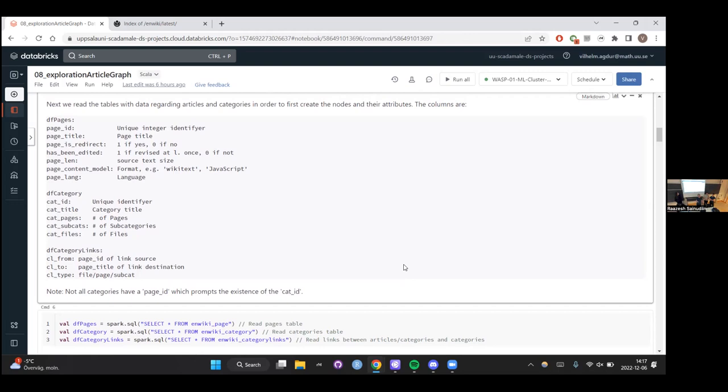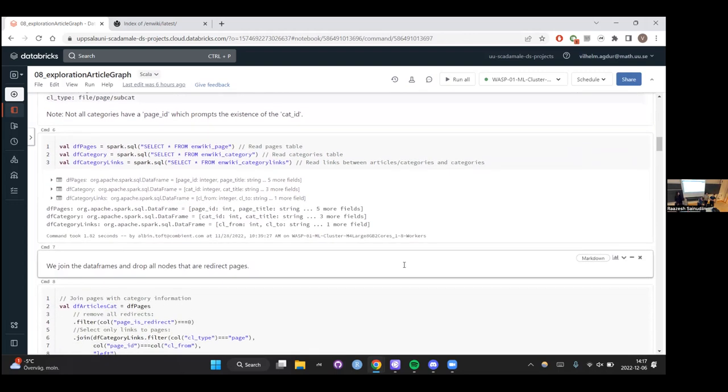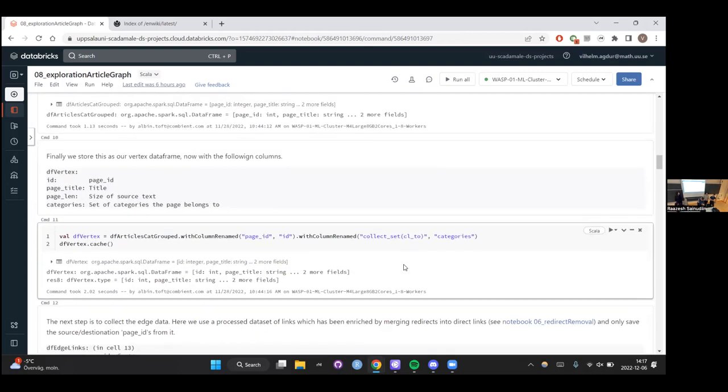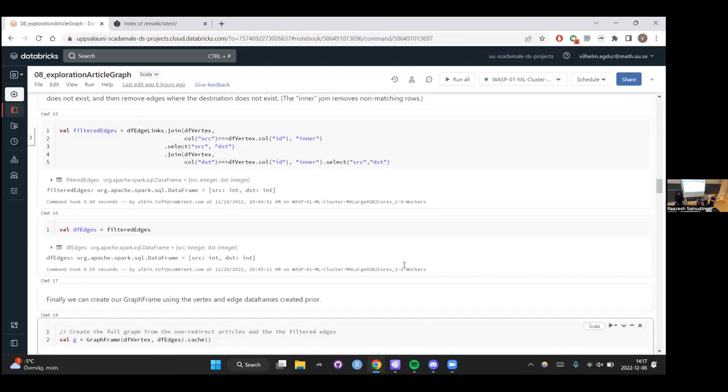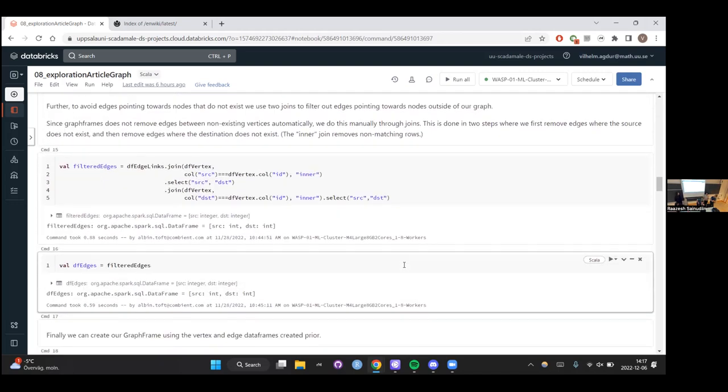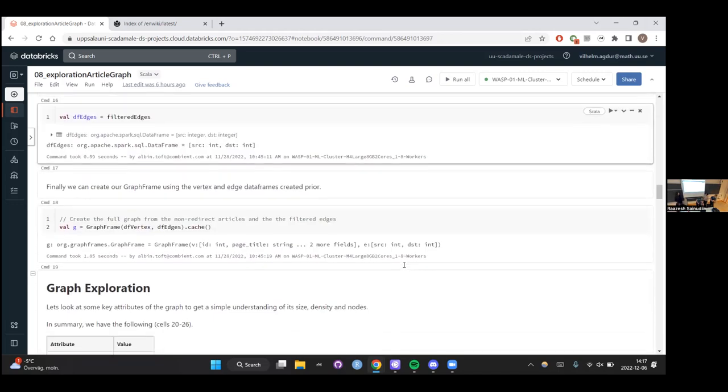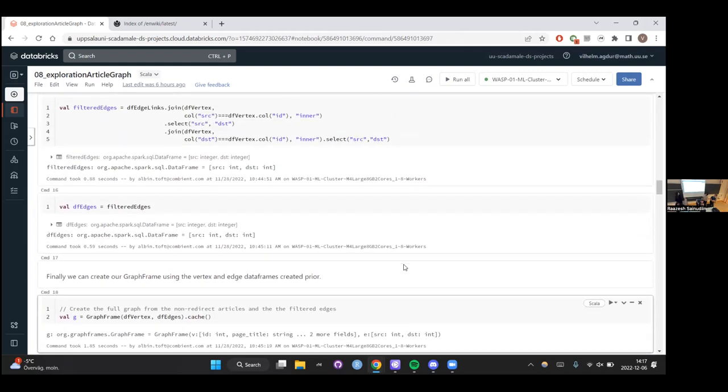And then we can expand this table by, for instance, loading the category table and adding on a list of all the categories this page also belongs to. So this is done for these pages here. And I don't think we actually show the printout. No, there's no printout of the vertices, yeah.